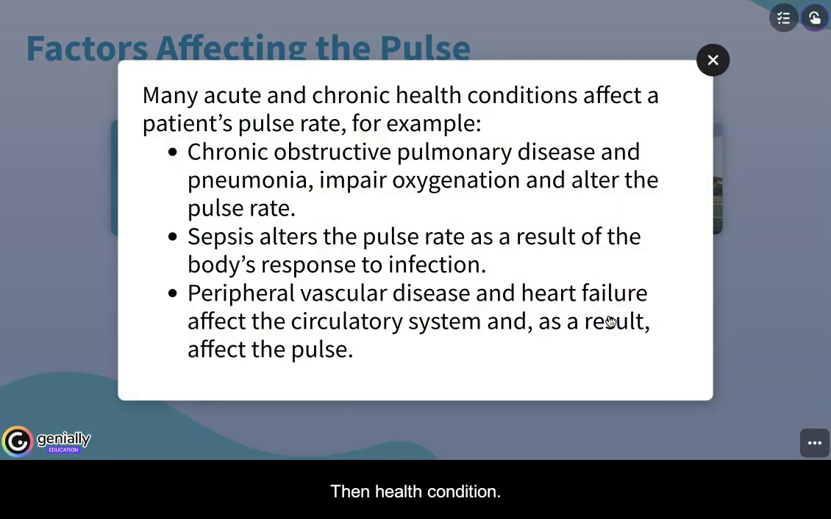Then health condition. Different health conditions can affect your pulse in different ways. COPD, chronic obstructive pulmonary disease, pneumonia, and impaired oxygen alter the pulse rate. Sepsis alters the pulse rate. It increases due to infection. Peripheral vascular disease and heart failure also affect the circulatory system, and as a result, they will affect the pulse.